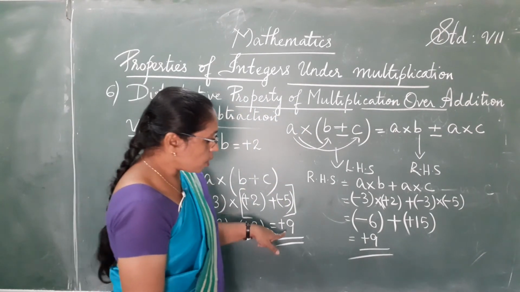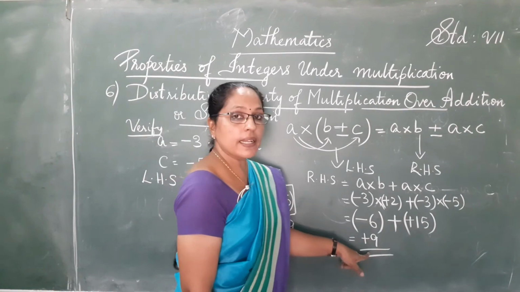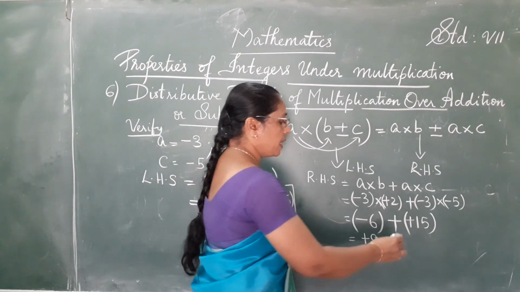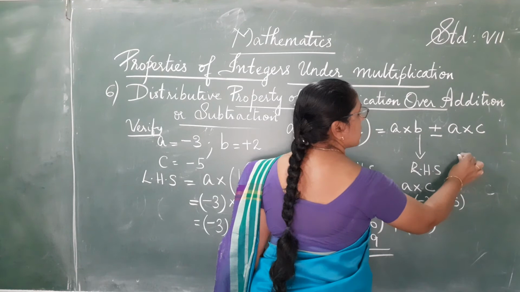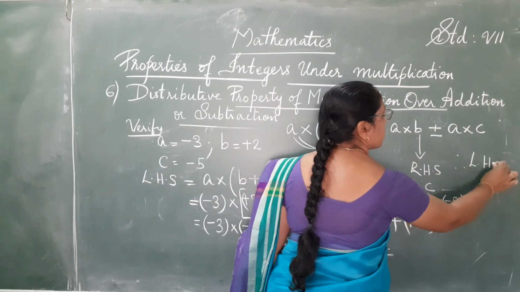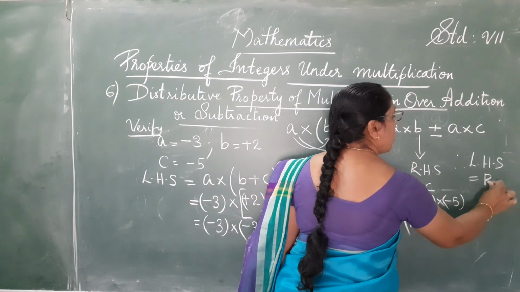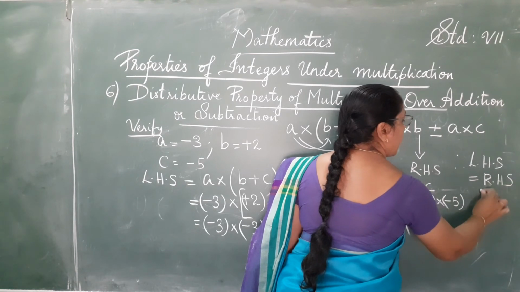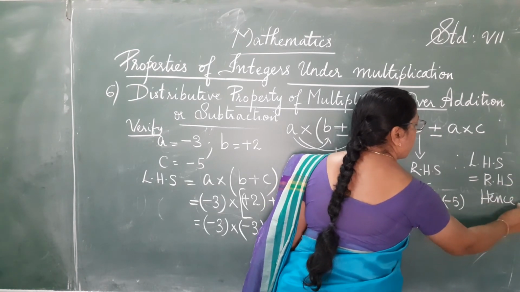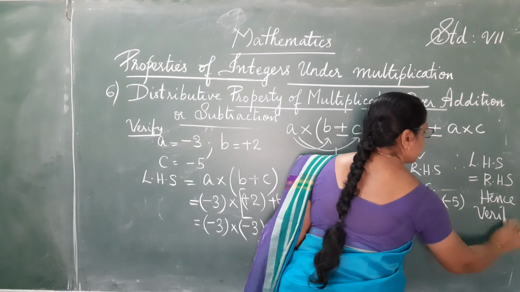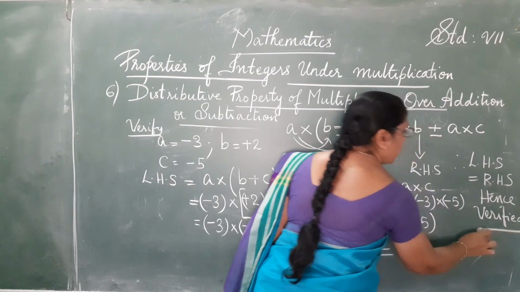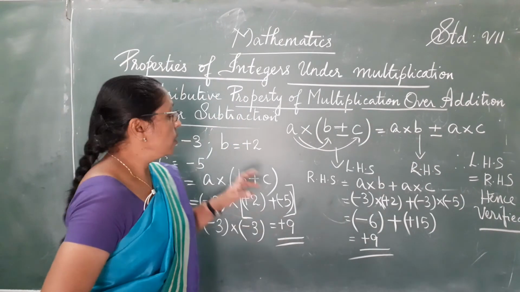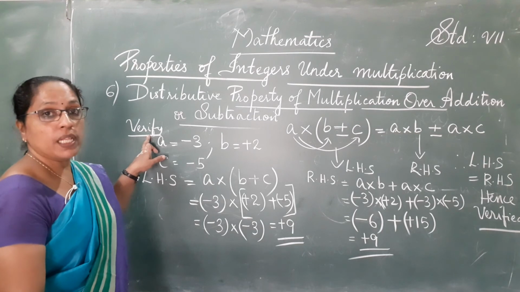Now check the answers, children. The left hand side answer is positive 9. The right hand side answer is also positive 9. So what can we say? Therefore, we can say LHS is equal to RHS. Hence verified. Hence proved.